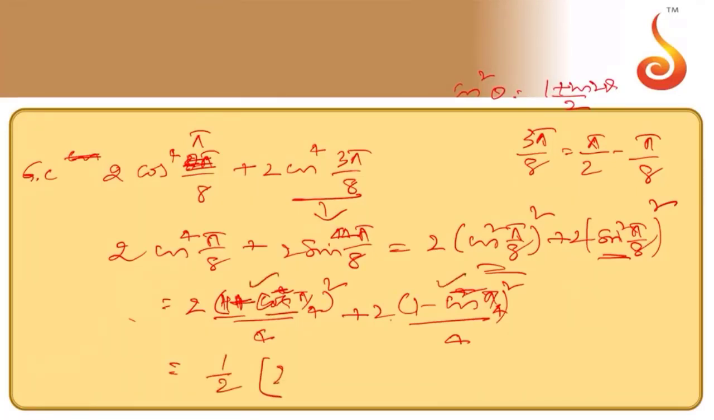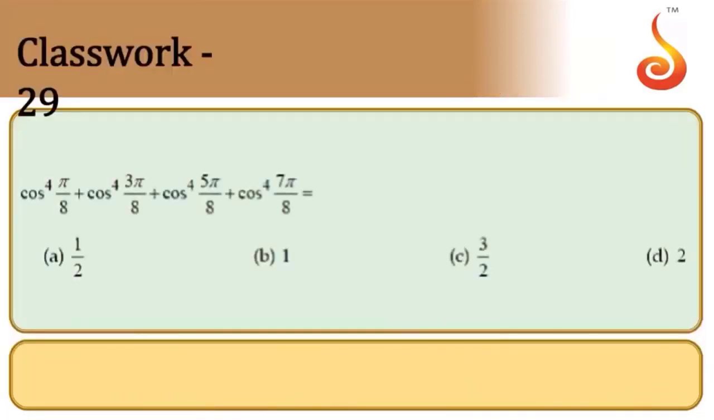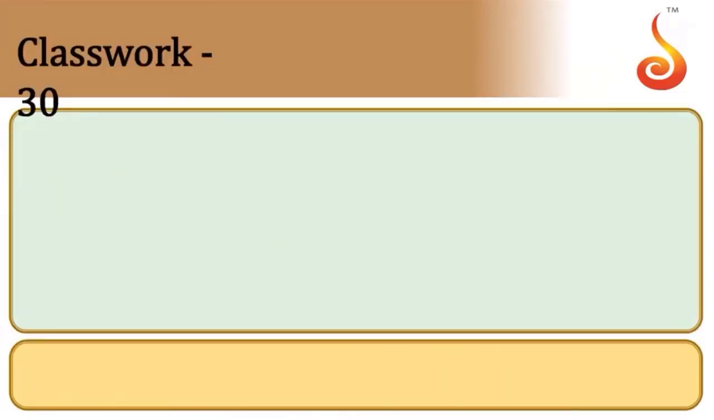(a plus b) whole square plus (a minus b) whole square is 2 times (a square plus b square), that means cos square pi by 4, get it. So, 2 gets cancelled, that is equal to 1 plus 1 by 2, that is equal to 3 by 2. So, the answer is 3 by 2 here.